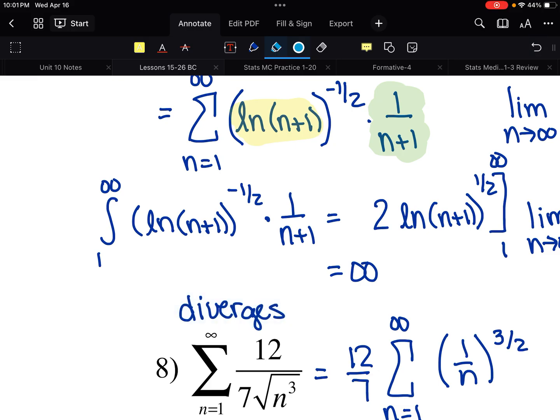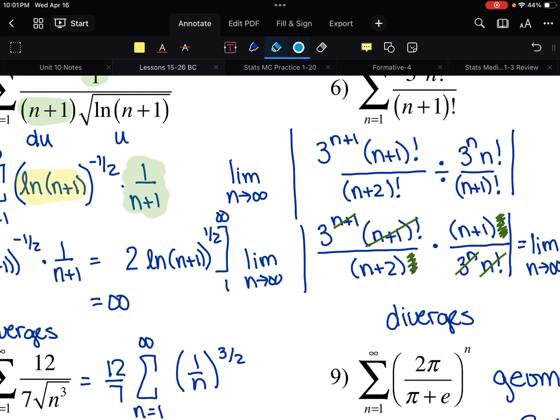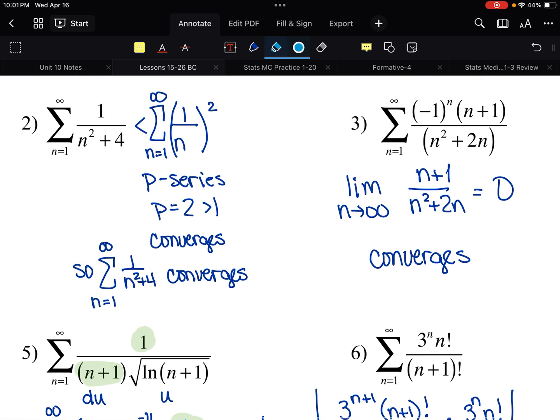The integral test ones are basically ones where you just have to get used to looking for patterns where you have a function and its derivative. We talked about that one.